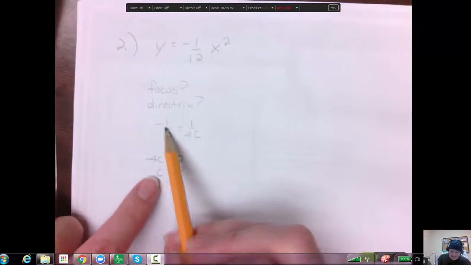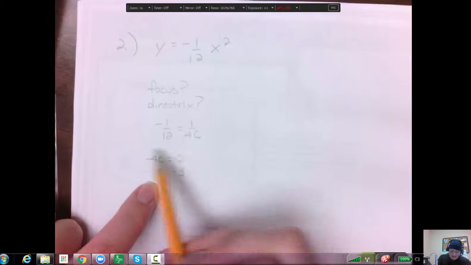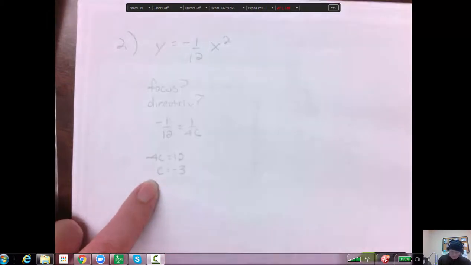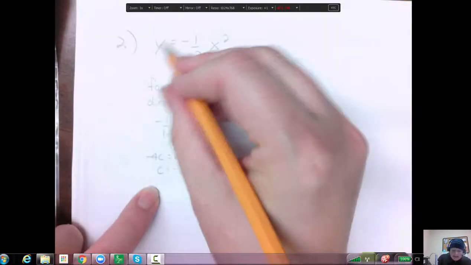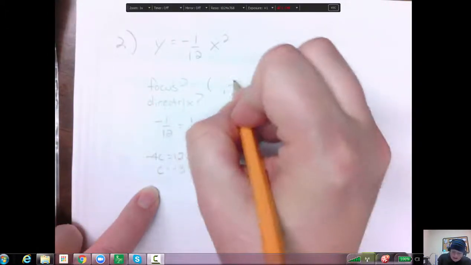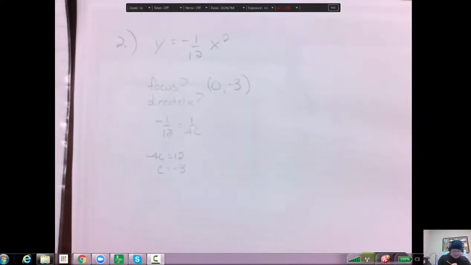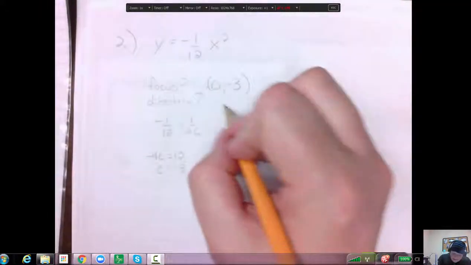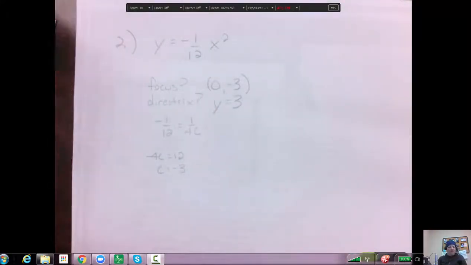So 4c times negative 1 is negative 4c. 12 times 1 is 12. Divide, and we have our c value. So then we know our focus, our c value when it's y equals, is in the y spot, and we'd have a 0. So we know the focus is at 0, negative 3. Now the directrix would be the opposite sign, so it's y equals 3. And I'm not going to graph this one, but you could easily graph this one.